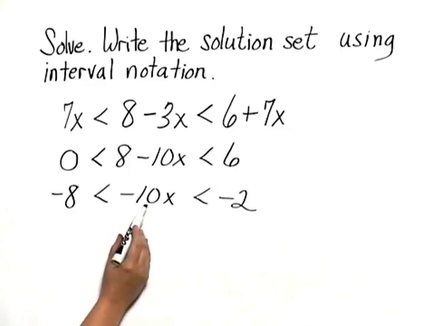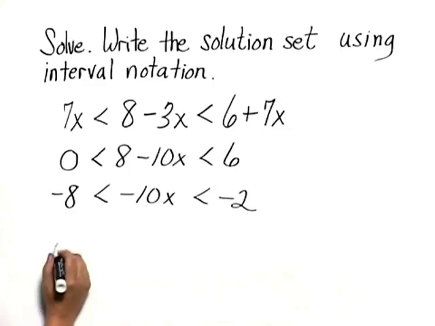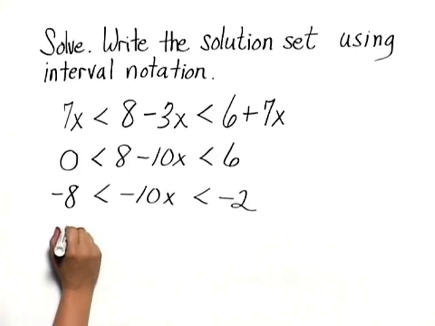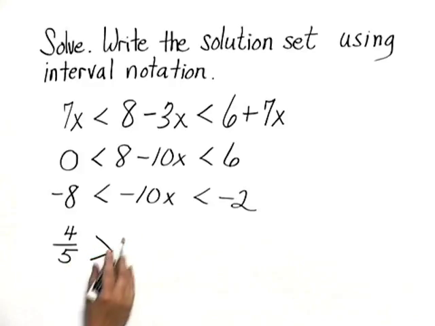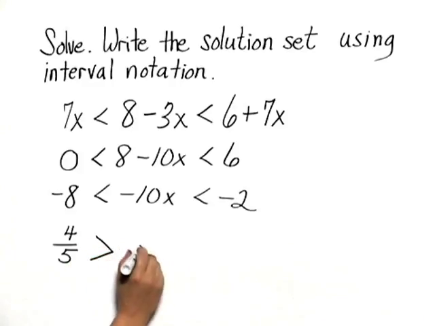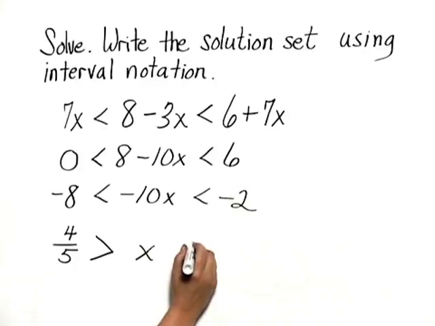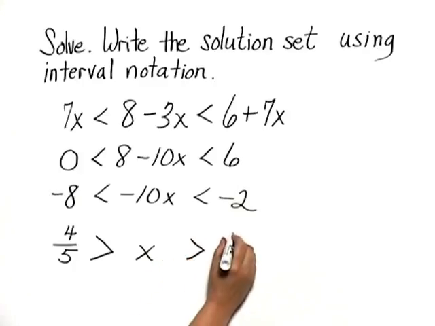Dividing everything by negative 10, we would have negative 8 over negative 10, which is positive 4/5, and that is greater than negative 10x divided by negative 10 is x, and that is greater than negative 2 divided by negative 10, which is 1/5. So we have the inequality simplified.